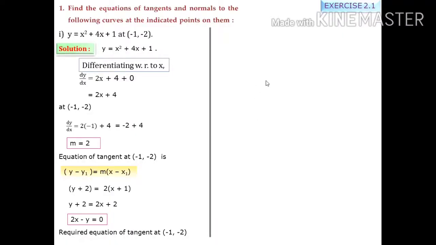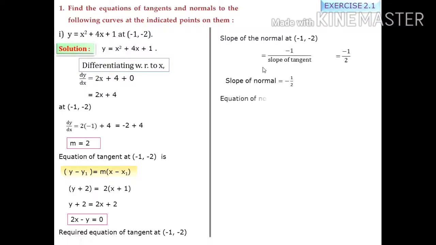Second part, the slope of the normal at point (-1, -2) is obtained by the reciprocal of the slope of the tangent with opposite sign, that is, minus 1 by the slope of the tangent. The slope of the tangent m is calculated, it is equal to 2. Substitute the value here, we get minus 1 upon 2, so the slope obtained is minus half. Step 4 complete.